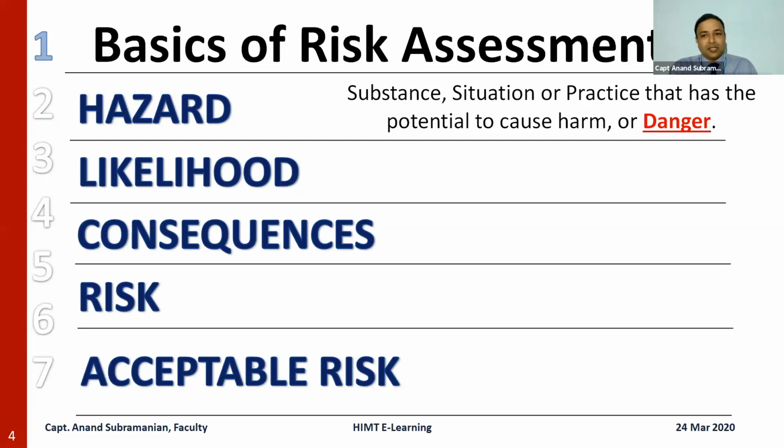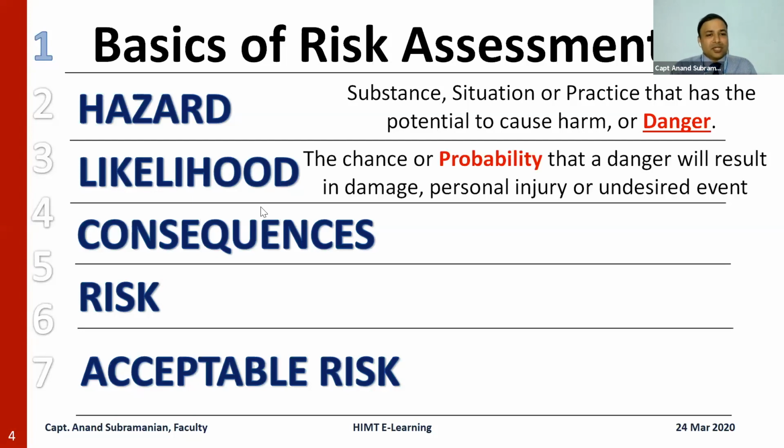So in our simple words, we can just relate hazard to a danger. Now the next term which we use very, very often is likelihood. Likelihood in a simple thing is chance. What is the chance of that thing happening? That is as simple as likelihood. So it's basically a probability of that particular danger which will result in damage, a personal injury or an undesired event. What is the chance of that particular event happening?